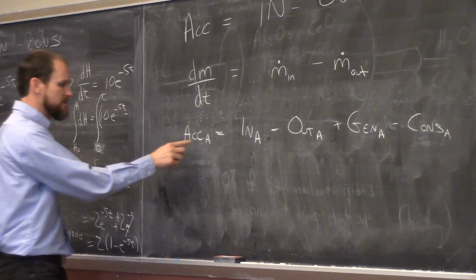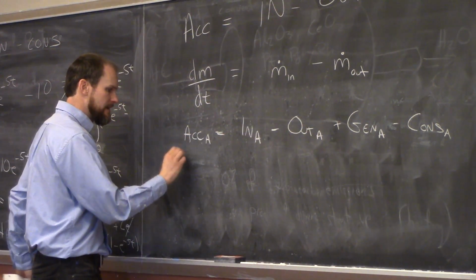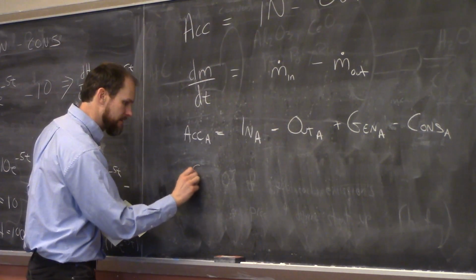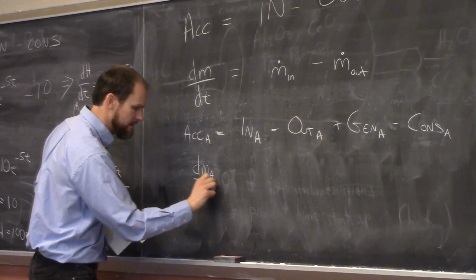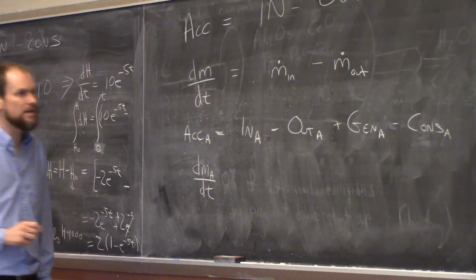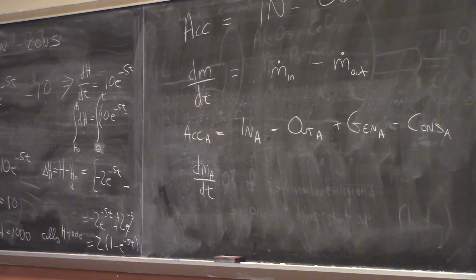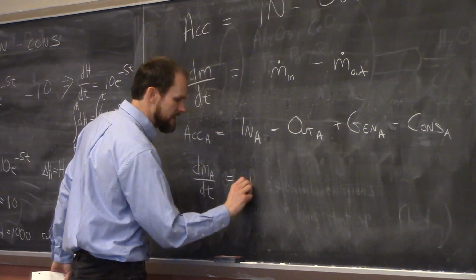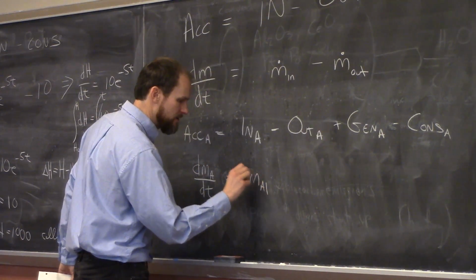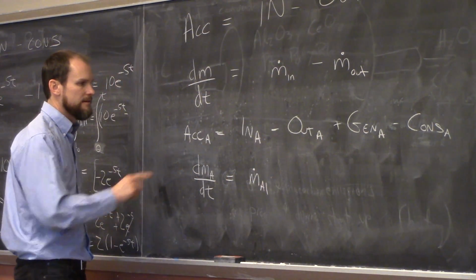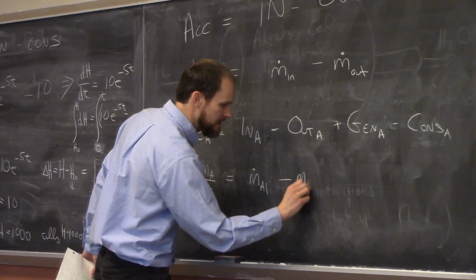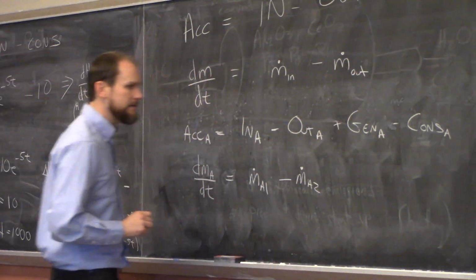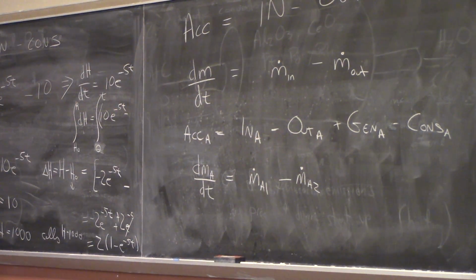So how am I going to write this? The accumulation of A, I'm going to write as dMA/dt, the change of mass in the system, equals the flow rate of A in, so there's MA1 dot, minus the flow out, MA2 dot, and then this generation and consumption.